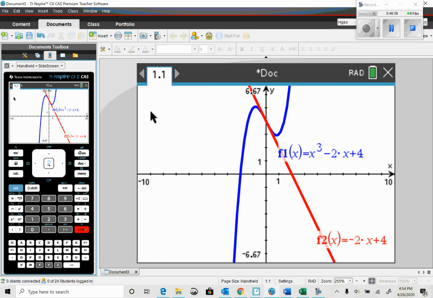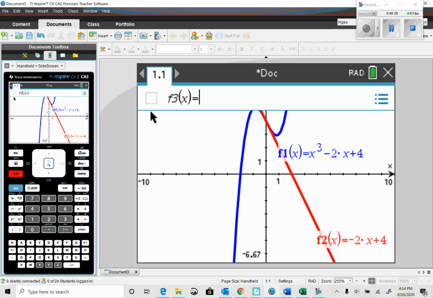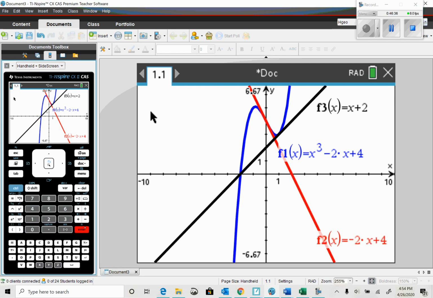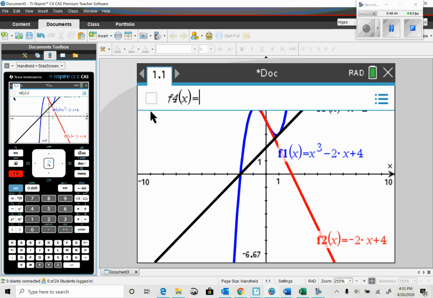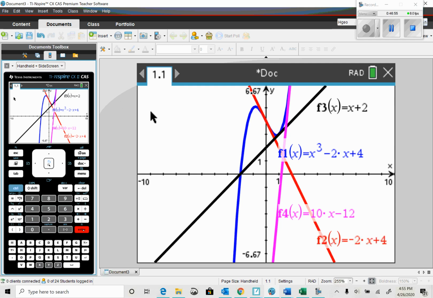Our next one was y is equal to, again, we had a nice slope of 1, x plus 2. And then our last one, we had y equal to a whopping 10x minus 12. So starting way down there and then coming up rather steeply.